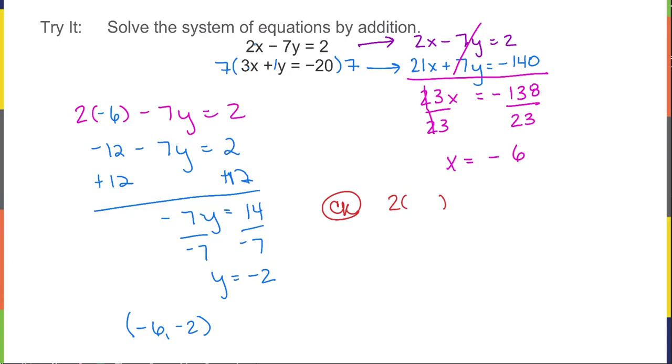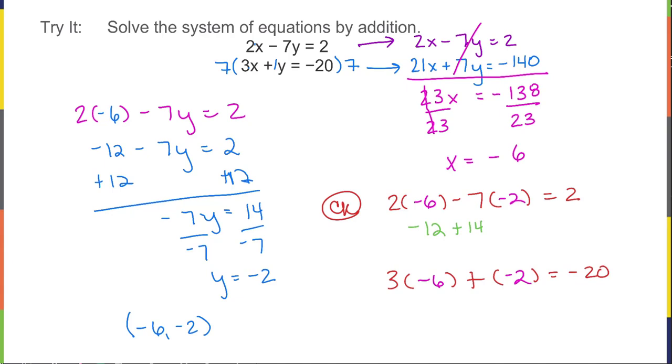So 2 times x minus 7 times y should equal 2, and 3 times x plus 1y should equal negative 20. And we're putting in negative 6 for the x's, and negative 2 for the y's. So 2 times negative 6 is negative 12. Negative 7 times negative 2 is positive 14. When you add them together, they do equal 2. 3 times negative 6 is negative 18. Plus negative 2 does add up to be negative 20. So we are correct. So this would be our answer, our solution.